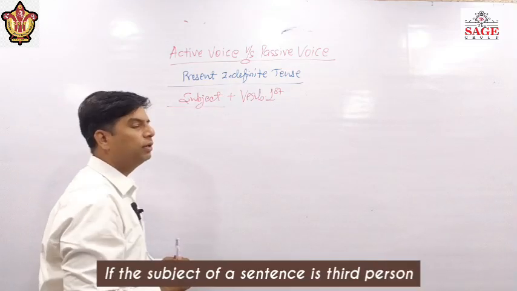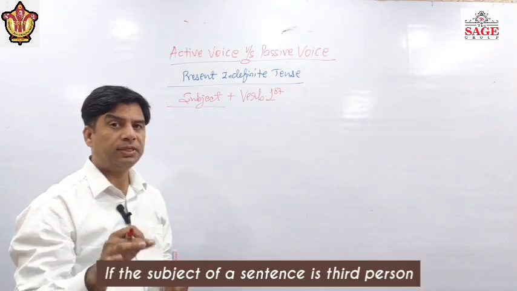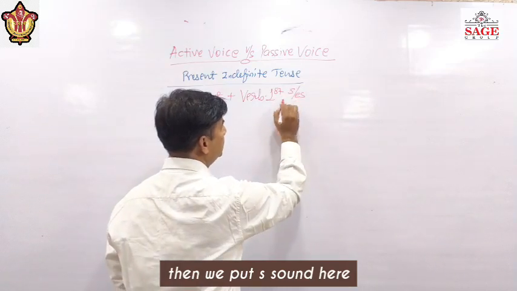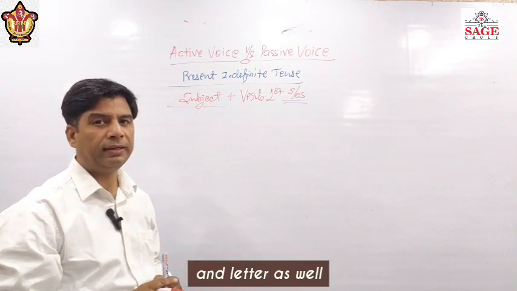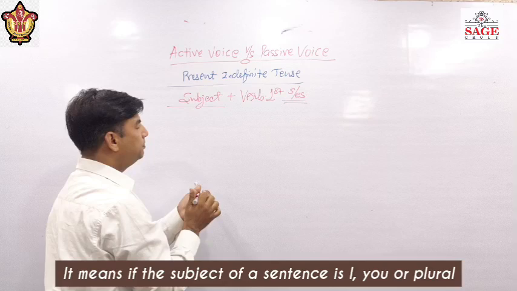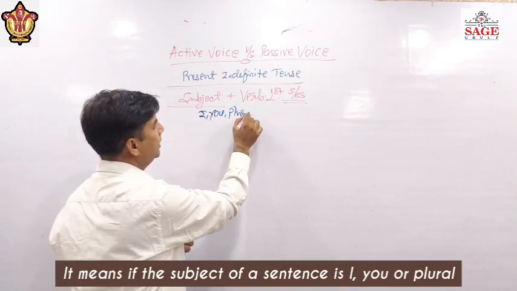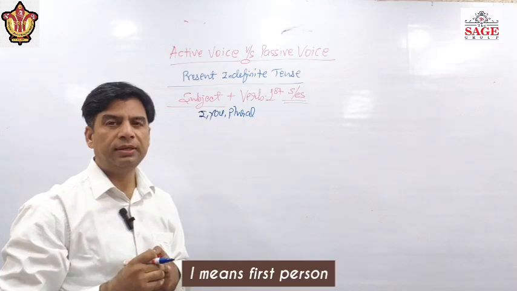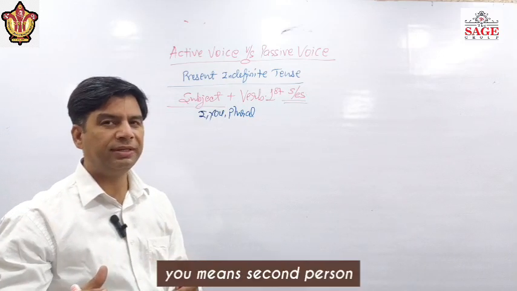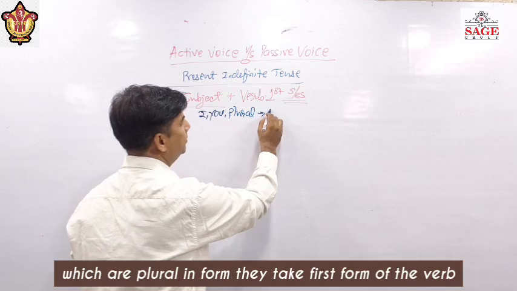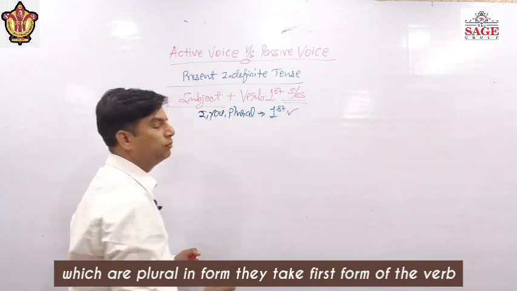If the subject of a sentence is third person and singular number, then we put the s sound and letter as well. It means if the subject of a sentence is I, you, or plural, I means first person, you means second person, and all other third persons which are plural in form, they take the first form of the verb.